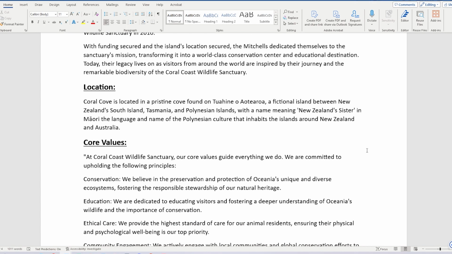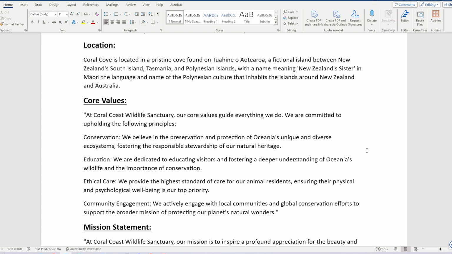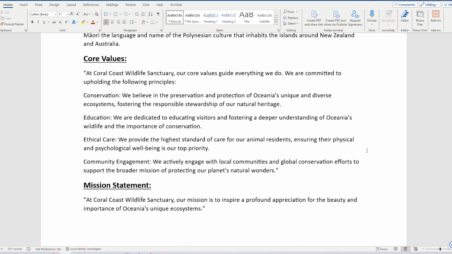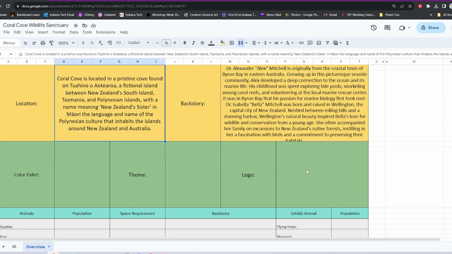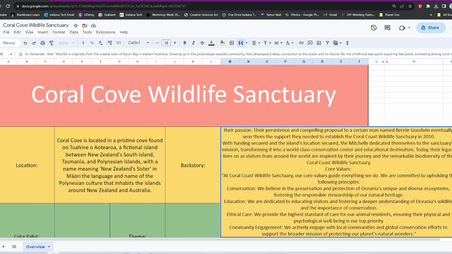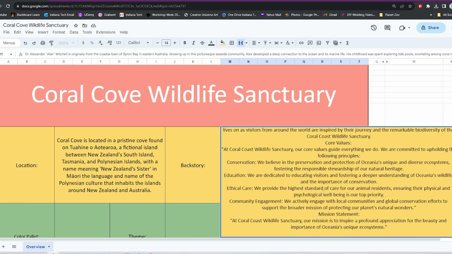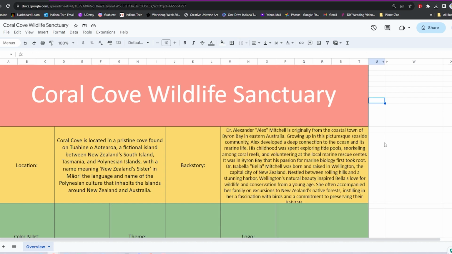Coral Cove is located on a fictional island I made up called Tuhain Aotearoa. And it means New Zealand's sister in the Maori language of the Polynesian culture around that island. So I came up with some ideas for their core values and mission statements, and I went ahead and added this all into our zoo planning workbook. So super excited to share this backstory with you and give you yet another example of how you can brainstorm and get ideas for your zoo. Now I'm super bought in to see how Alex and Bella take this zoo to fruition.